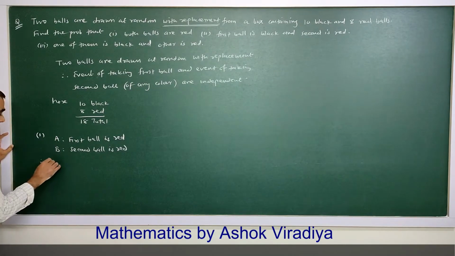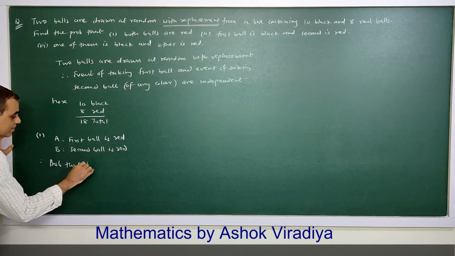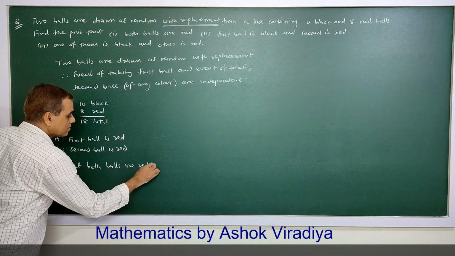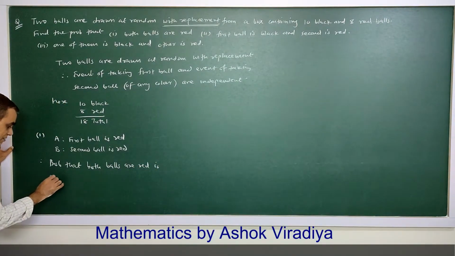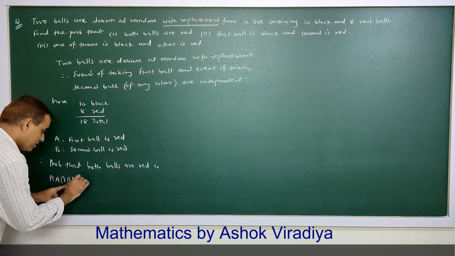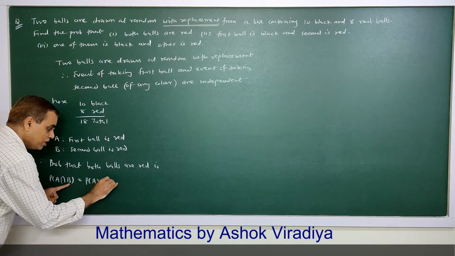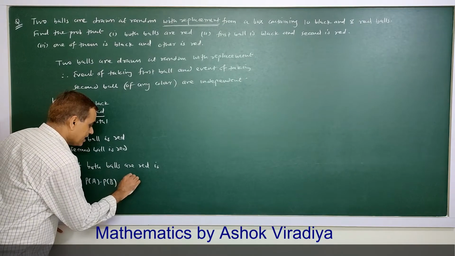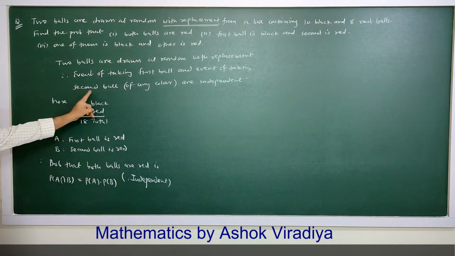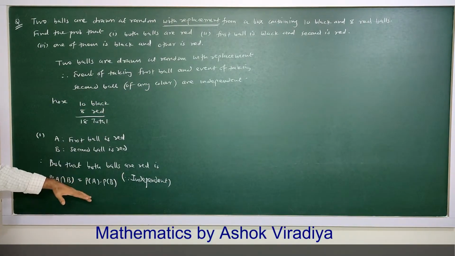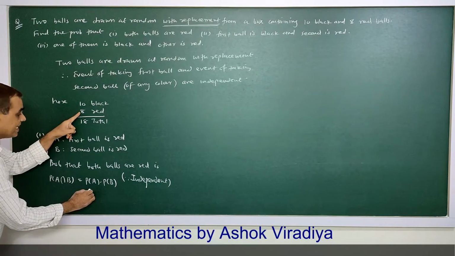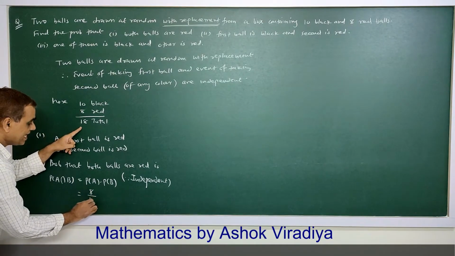So the required probability that both balls are red is P of A intersection B. A is red and B is red. But because these are independent events, it is P of A into P of B. Take any color ball, both actions are independent. So first time red ball, there are 8 red balls, so 8 upon 18.